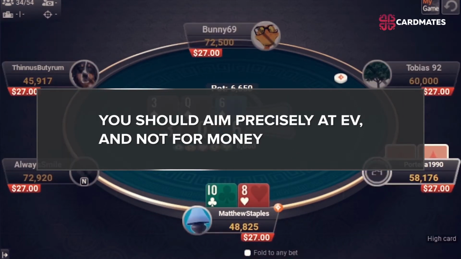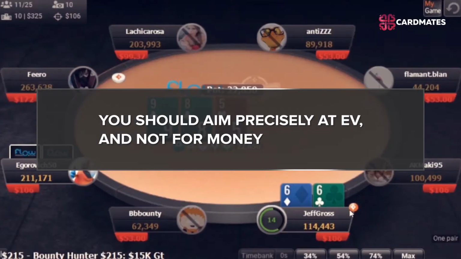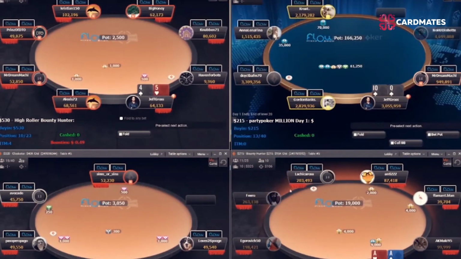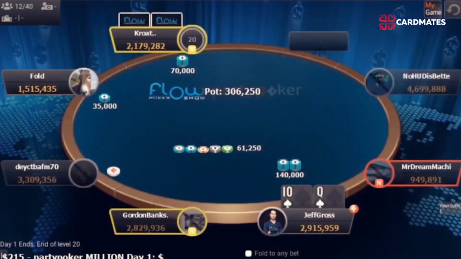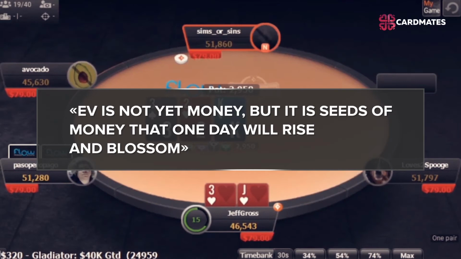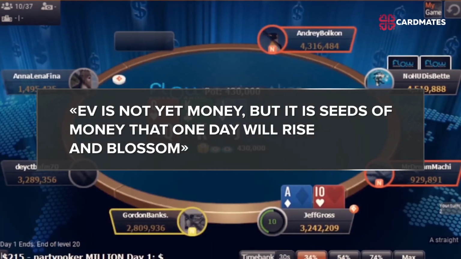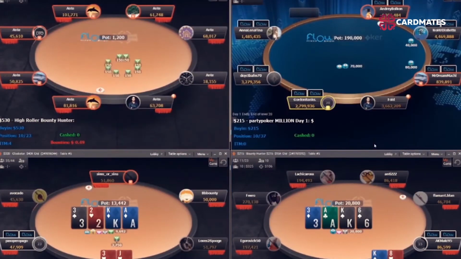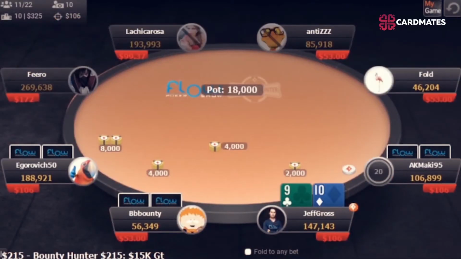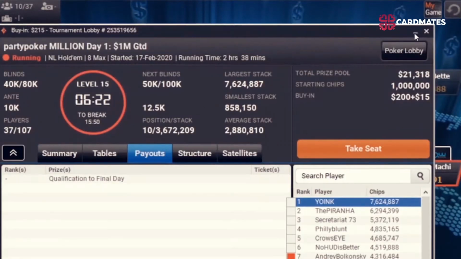And from this moment, in each of your poker hands, you should aim precisely at EV and not at money. Money in poker means nothing over a short distance, only EV matters. At the beginning of my poker career, I heard a wonderful phrase: EV is not yet money, but it is the seeds of money that one day will rise and blossom. Thus, all our videos are dedicated to equipping you with everything you need to maximize EV in poker as much as possible.